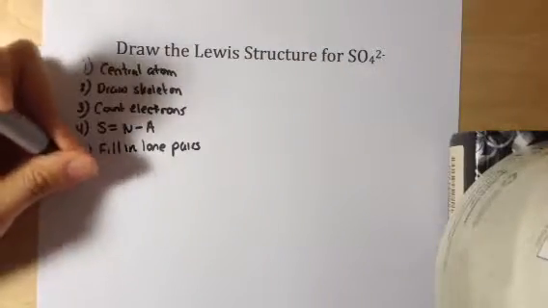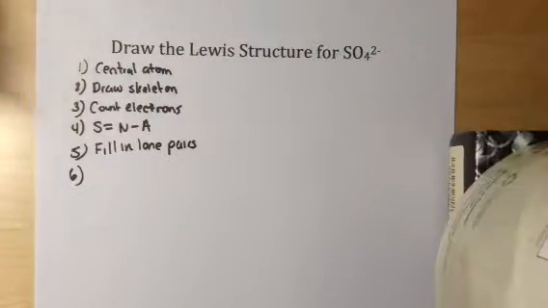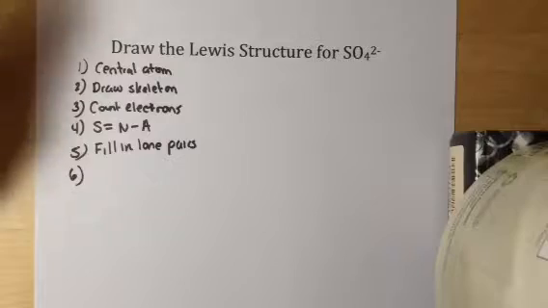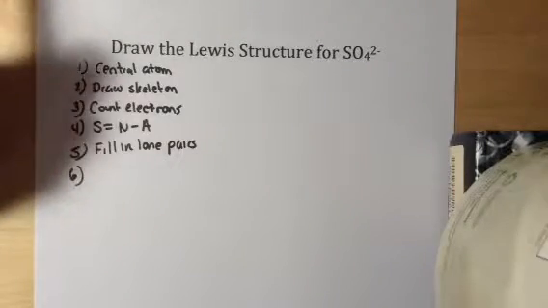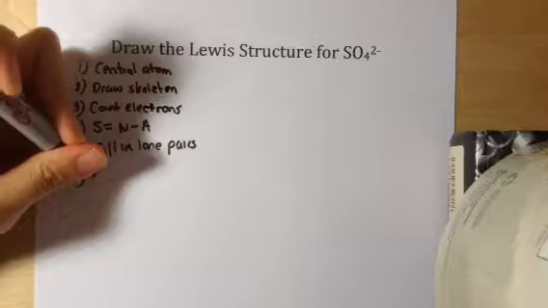And now we're going to add a new rule to factor in the fact that shared equals need minus available may not give us the best Lewis structure, and it'll help us figure out what is the best Lewis structure. So in order to get the best Lewis structure, we need to minimize formal charge.